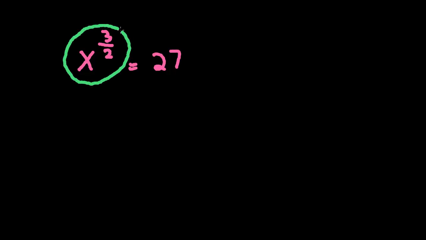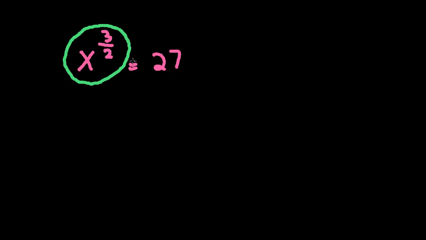So we're going to start off with an easy one. Let's say we have x to the 3/2 equals 27. So this here is a rational exponent because it's a fraction. Now solving equations with rational exponents is actually pretty easy. The goal is to isolate your x. So right now our x is already isolated. We don't have any other stuff here except x to a power.